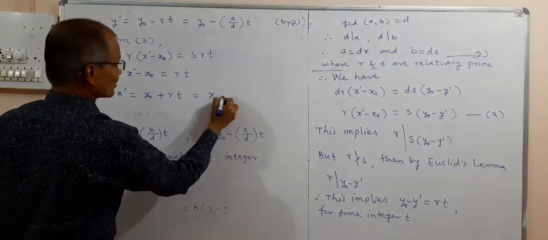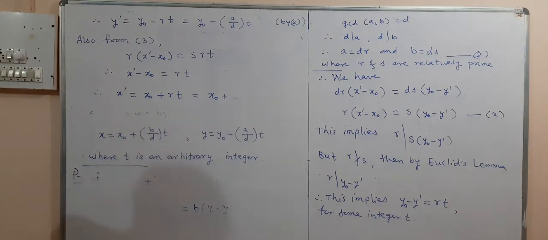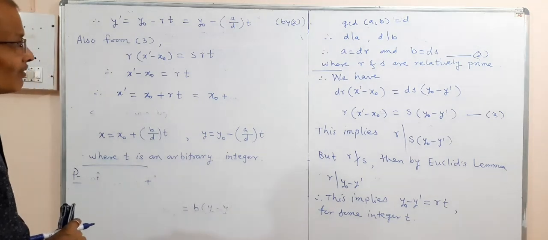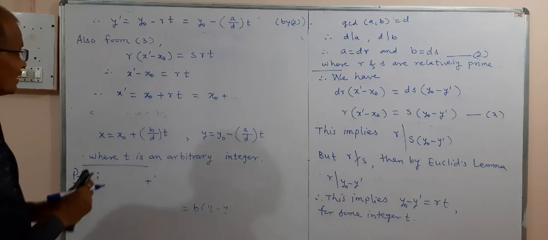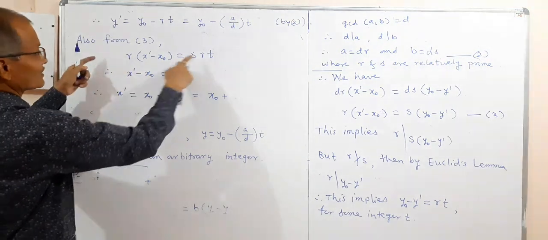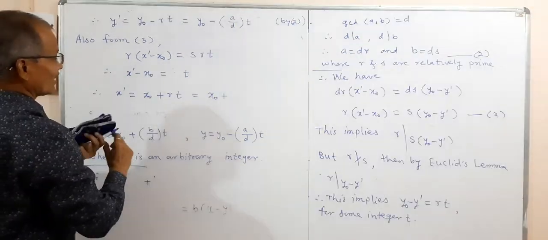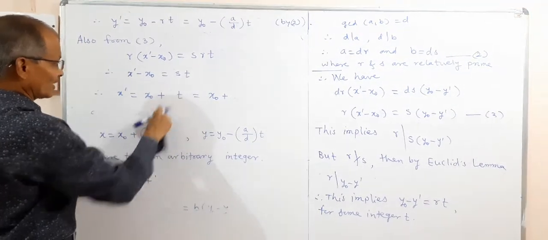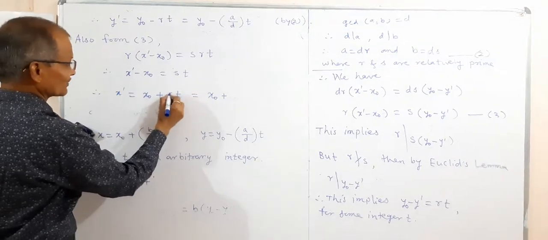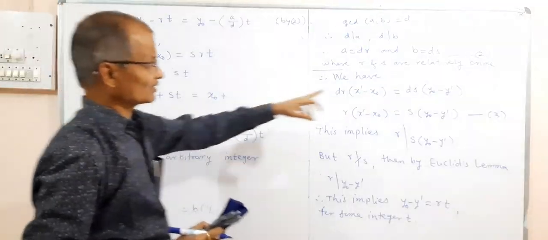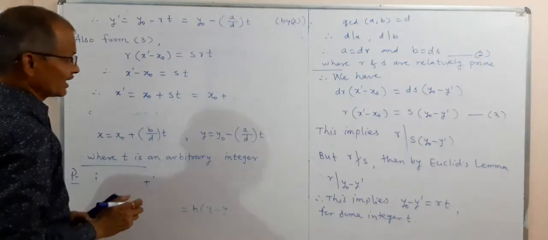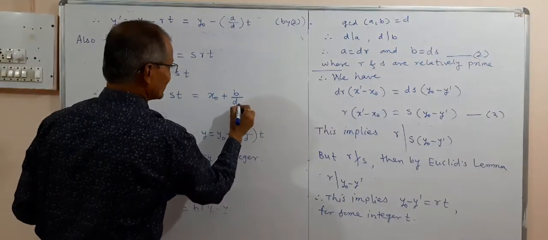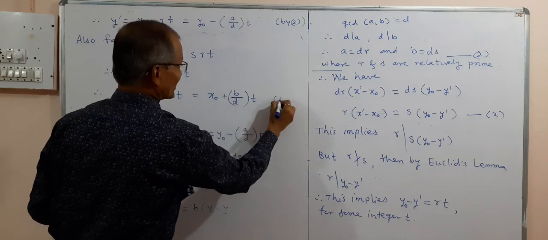So r is cancelled, so s remains here. And therefore x dash minus x naught is st. And therefore x dash is x naught plus st. And now what is the value of s from 2? It is b divided by d. So it is b by d times t.